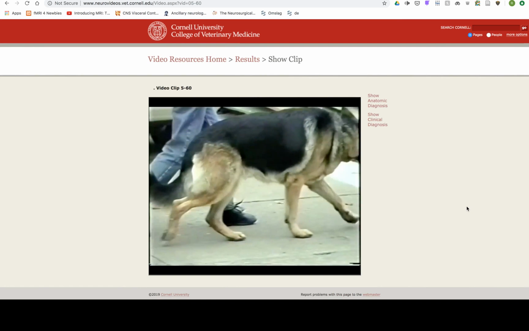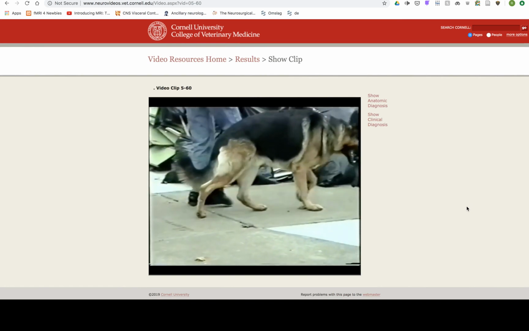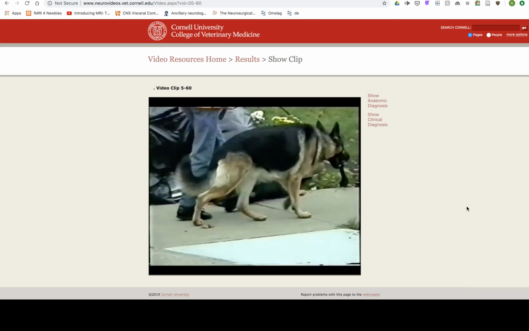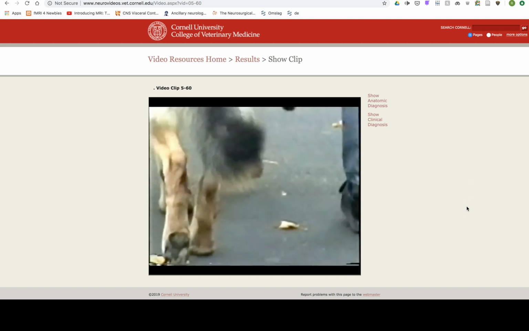I have now examined or observed videos of numerous working police dogs, mostly German Shepherd dogs, and in all cases, trainers report that the dog's performance is not impeded by this disorder. Video 5-61 shows another example of this muscle disorder in a 7-year-old male German Shepherd dog with his trainer. This was a working police dog.